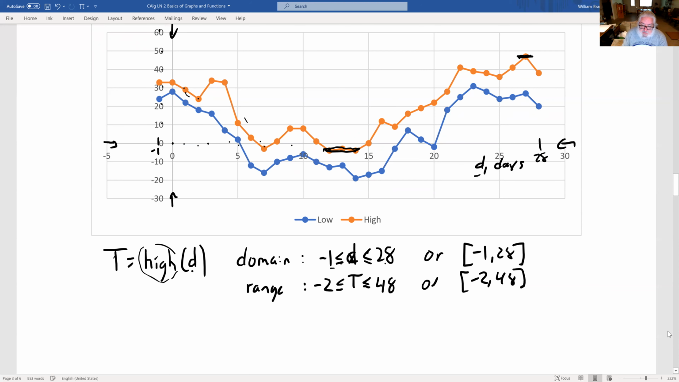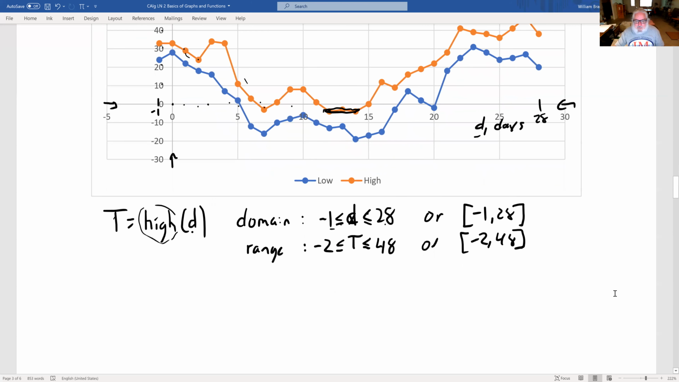So in interval notation, we'd write it like that, include the -2 and the 48 by writing the blocks. I generally prefer the inequalities because it tells me that D is the domain and capital T is the range. We have another function that connects the same two variables. The low temperature function, that's the graph in blue. But it's still connecting days to temperature. So we use the same variables, but it's a different function, so it's got a different name.